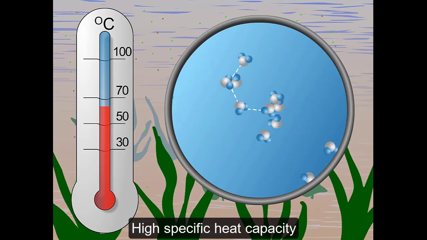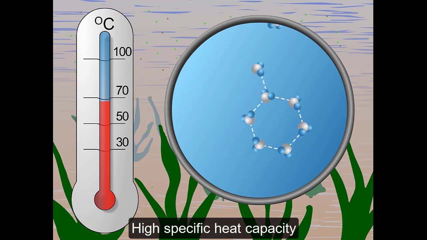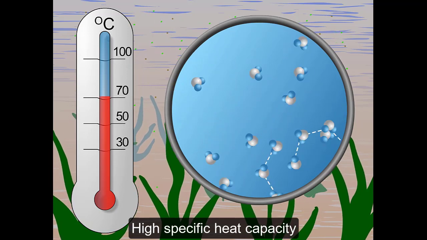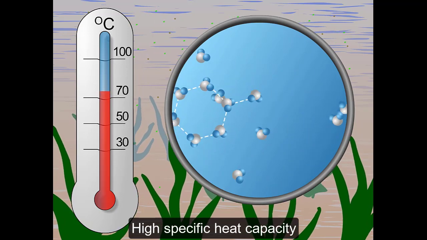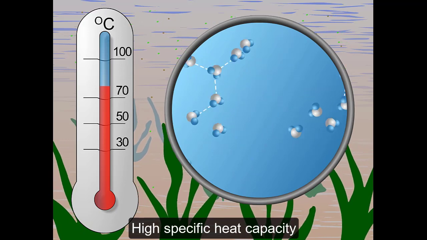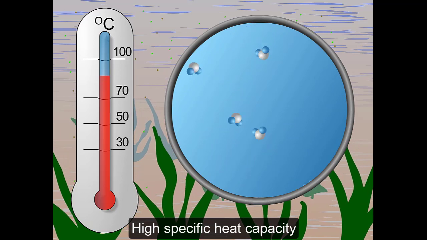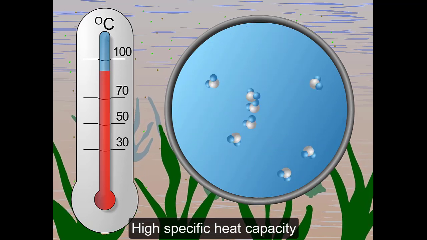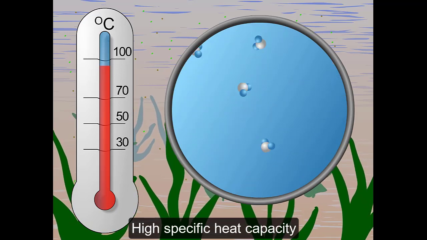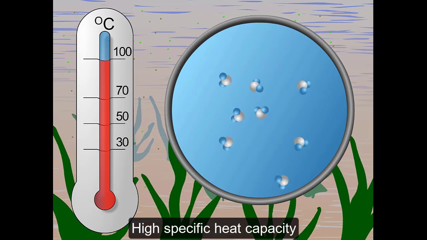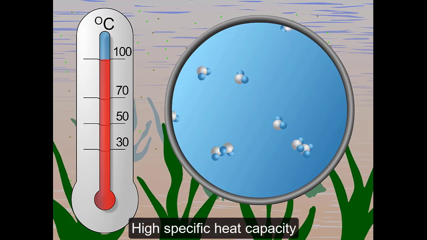The existence of this large specific heat capacity offers strong support for the extensive nature of the hydrogen-bonded network of liquid water. In practical terms, it means that more heat is required to raise the temperature of 1 gram of water by 1 degree Celsius than any other liquid.